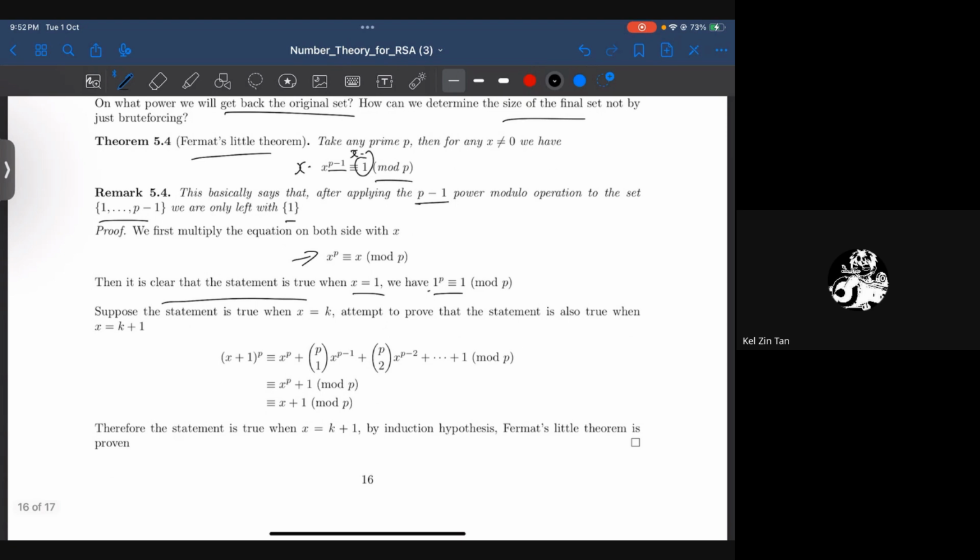So now we suppose the statement is true when x is equal to k. We attempt to prove that the statement is also true if x is equal to k plus 1. So okay, if this is true, right? Because I just want to talk about the intuition of mathematical induction.